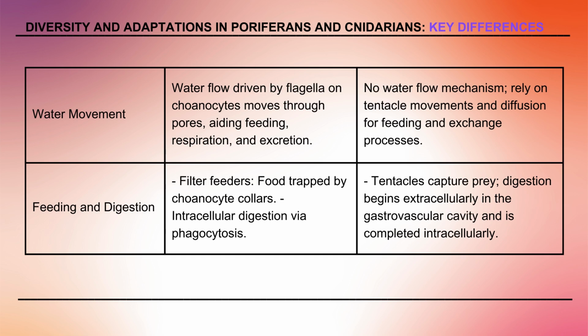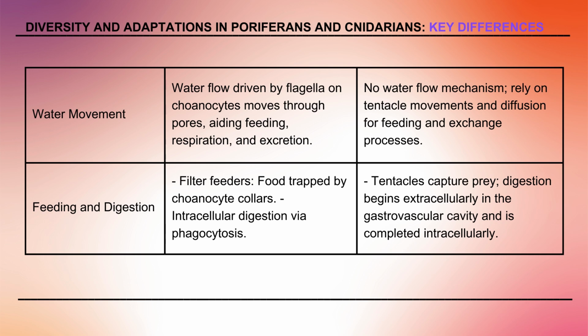Next, water movement and feeding and digestion. Sponges do not have a digestive system. Instead, they rely on a water flow system driven by what? By the flagella in their choanocytes. This system allows them to filter feed, trapping tiny food particles from the water. Digestion occurs inside the cells through phagocytosis, the intracellular digestion.